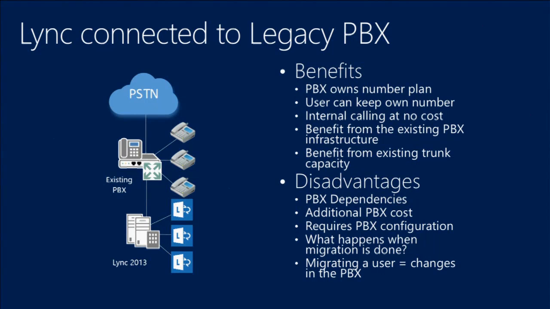All calls to these numbers you need to forward to Link. In Link, you just enable the user. Internal calling will be at no cost. So all the calls from a Link user to a PBX user, you don't pay for any trunks. Well, you have the connections there. You don't have to pay anything extra.